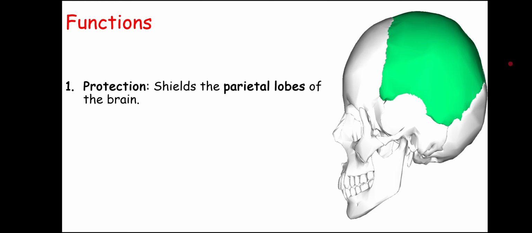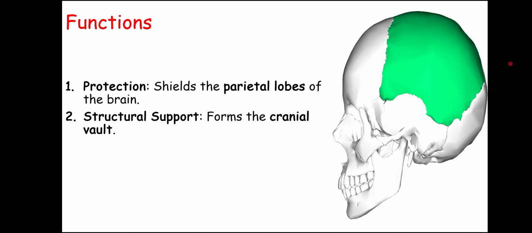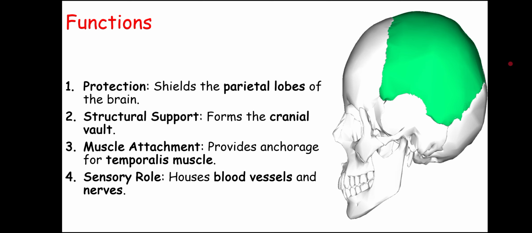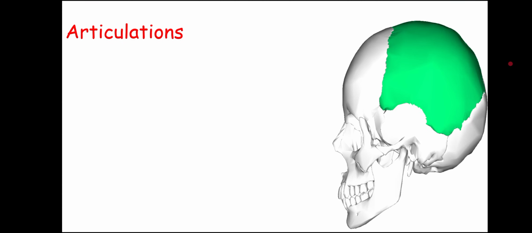Now let's talk about the functions of the parietal bone. The first function is protection as it shields the parietal lobes of the brain. The second function is structural support as it forms the cranial vault. The third function is muscle attachment as it provides anchorage for the temporalis muscle and many other muscles. And the next function is a sensory role as it houses blood vessels and nerves.